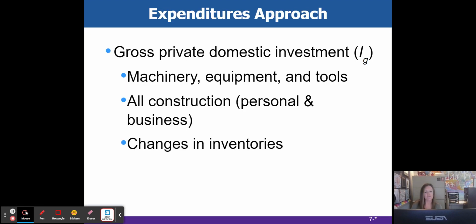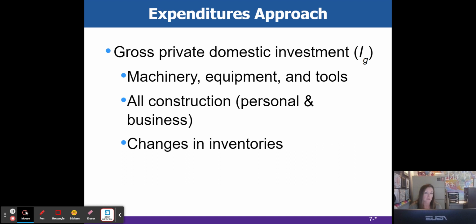The next category of spending is gross private domestic investment. This will be abbreviated IG. This refers to all purchases of capital by businesses. That would be things like man-made tools and machinery that are used to make other products. If a landscaping company purchases a new Z-Turn lawnmower, or if a business upgrades their computer system, all of those things would be included in gross private domestic investment.